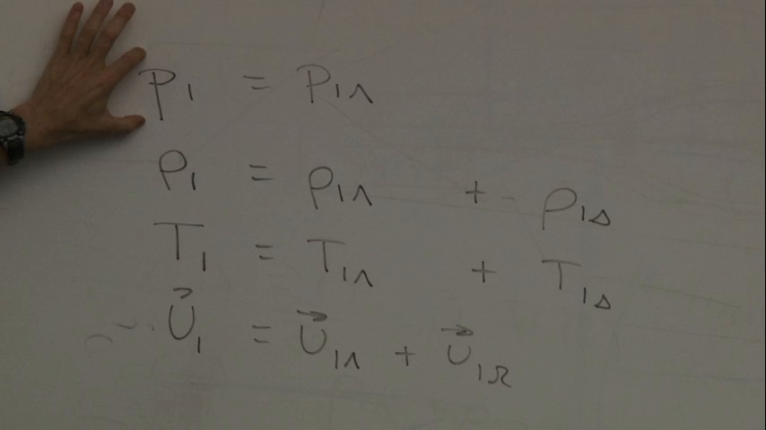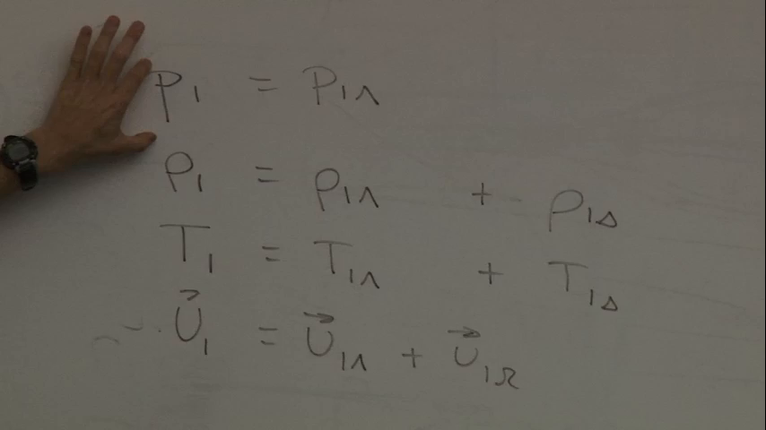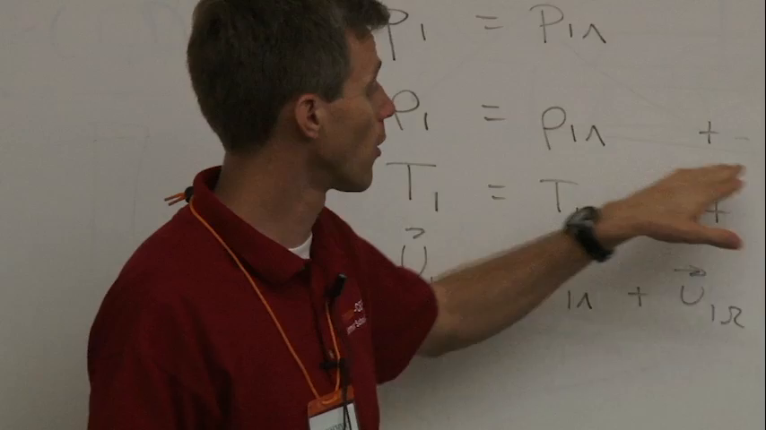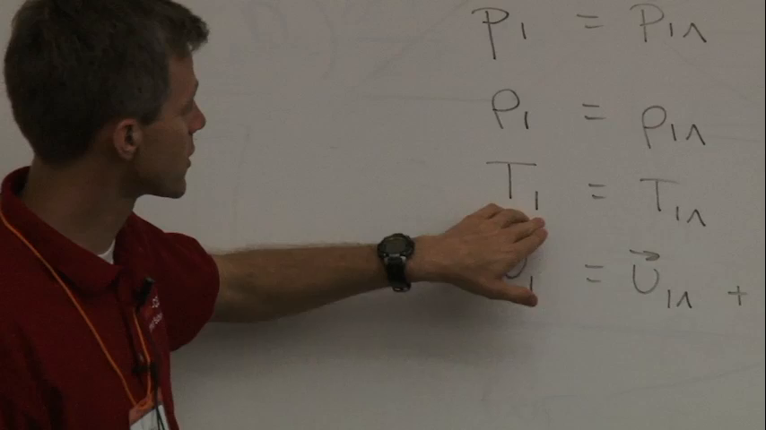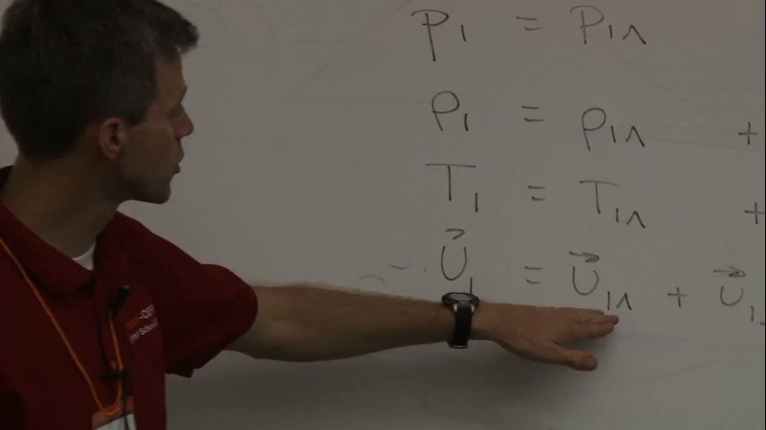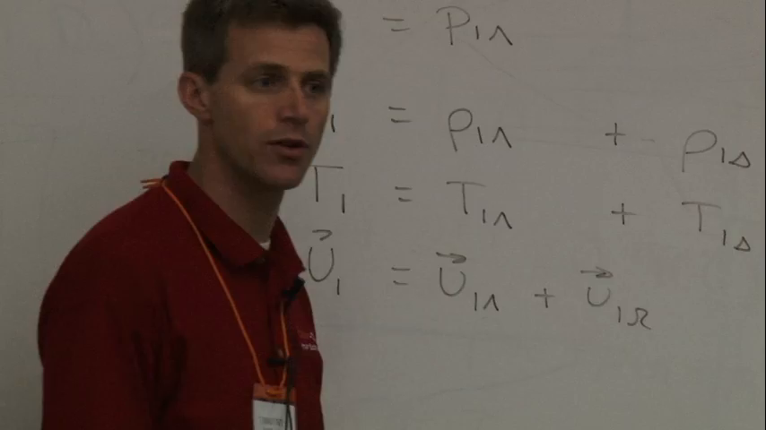But what this says is that when you see a pressure fluctuation, you're seeing an acoustic disturbance. When you see a density disturbance, what's really happening is a superposition of an acoustic wave moving at the speed of sound and an entropy disturbance. When you see temperature fluctuations, that's a superposition of an acoustic fluctuation and an entropy fluctuation. And when you see the flow moving around, that's a superposition of an acoustic disturbance and a vortical disturbance.